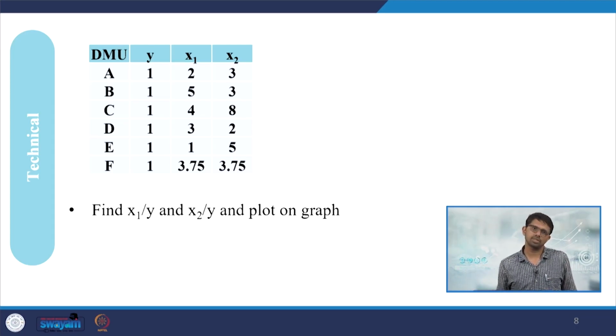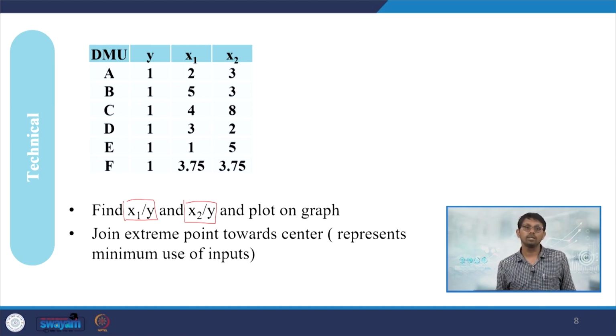Now, to find out the result, we will plot it accordingly in our diagram, but the first step is to understand the input combination taken proportionate to the target, that is y. So we have taken x1 by y and x2 by y, and we will plot on the graph.